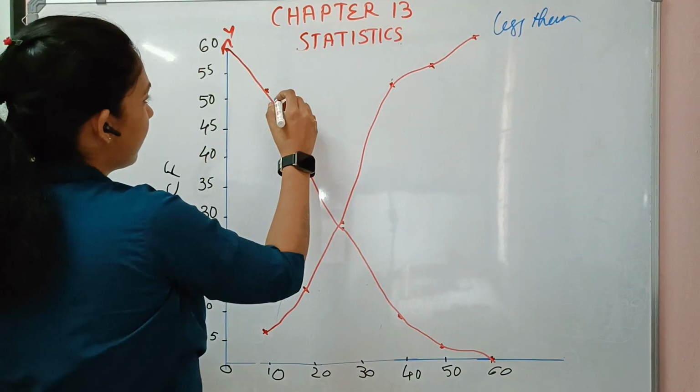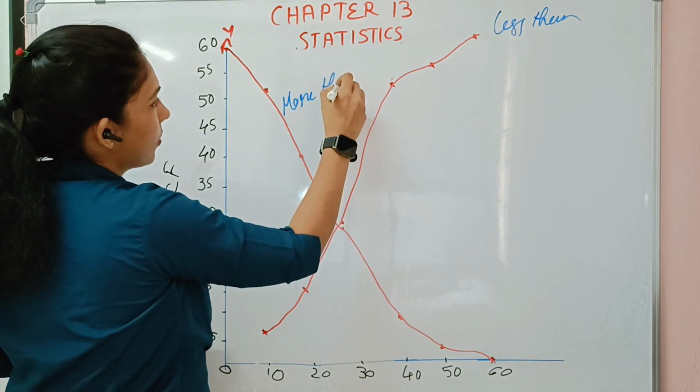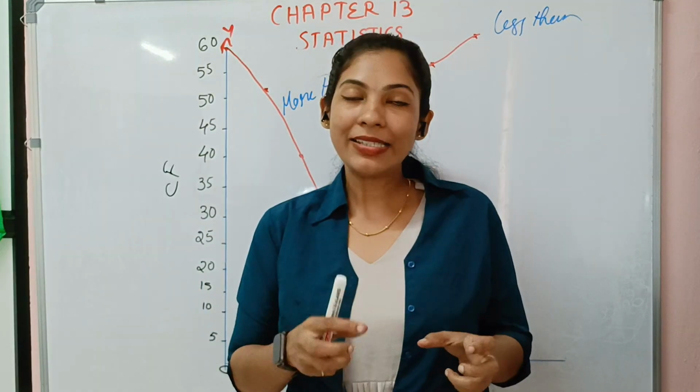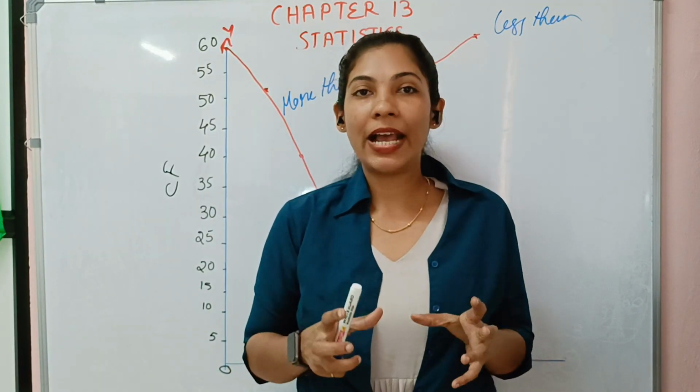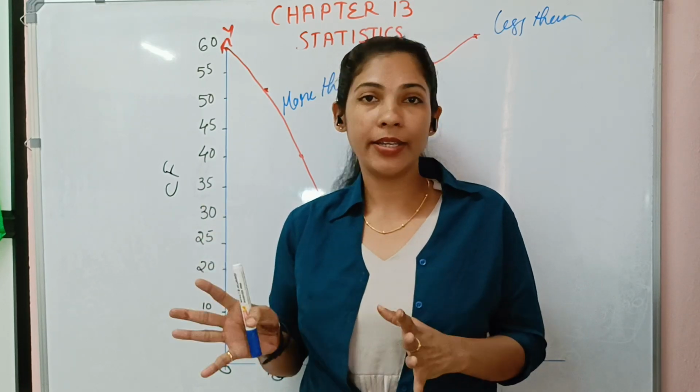So this is the curve for more than values. This is the technique for plotting the graph of cumulative frequency distribution. Hope it is clear for you.